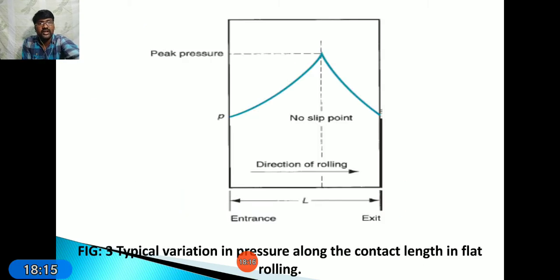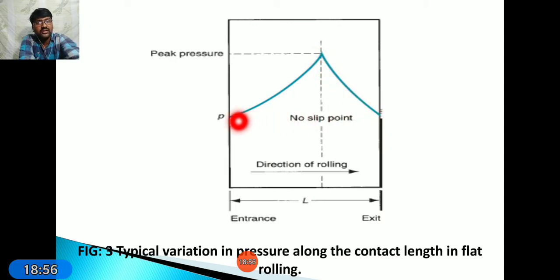Next, observe in this diagram the starting point of contact between the workpiece and roller. At this point the pressure is low. By applying forces continuously on the workpiece, the pressure value increases gradually. At this peak point, the friction between the workpiece and roller is maximum, and this maximum amount of pressure is known as the peak pressure. After that, the pressure gradually decreases.